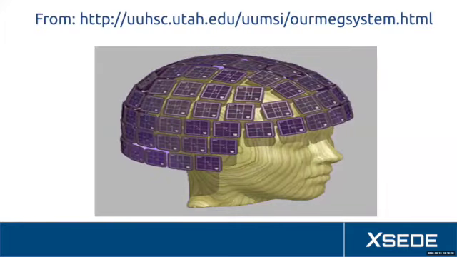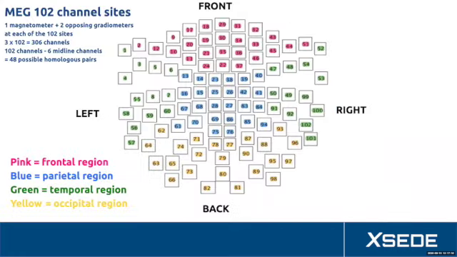This is what the head array looks like. Each one of those purple little things is like 3 channels. There are 102 of these on the head. There's 1 magnetometer and 2 gradiometers at each site. So we have really 306 different channels with 102 places on the brain. Next slide. That's what it looks like in two dimensions. So we have frontal, parietal, temporal, and occipital regions. Next slide.